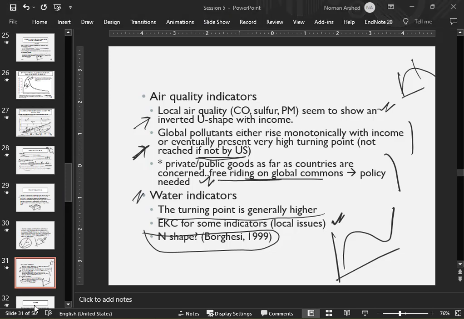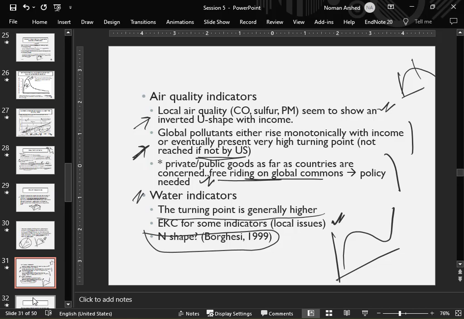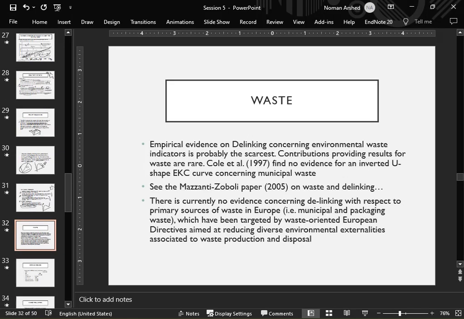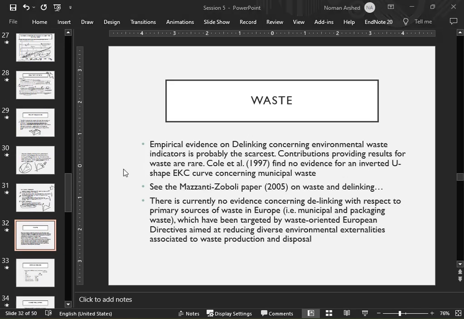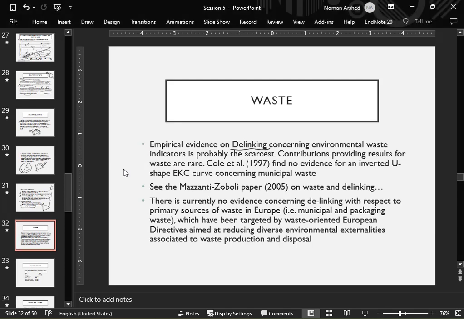Okay, now to the next slide. We talked about the air quality indicators, now let's talk about waste. So, empirical evidence of delinking. We need to make sure that we understand what the term delinking means. Environmental waste indicators are probably the scarcest, because there are not many types of data sets available for that.